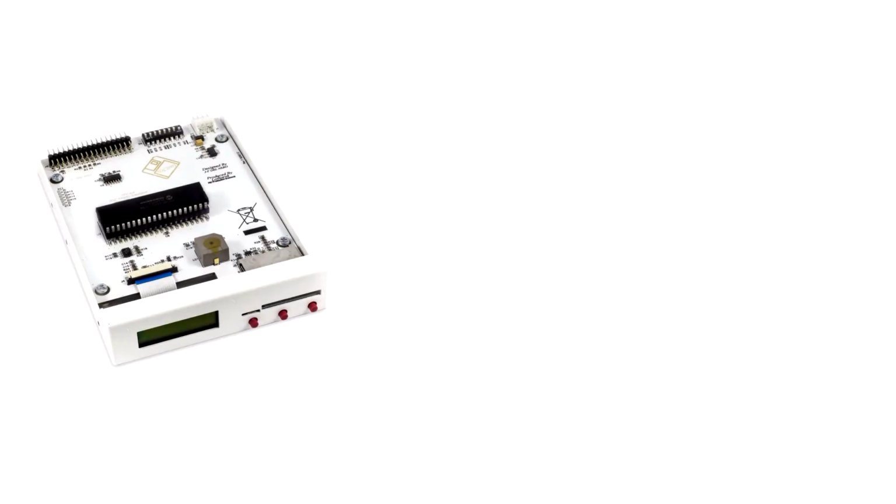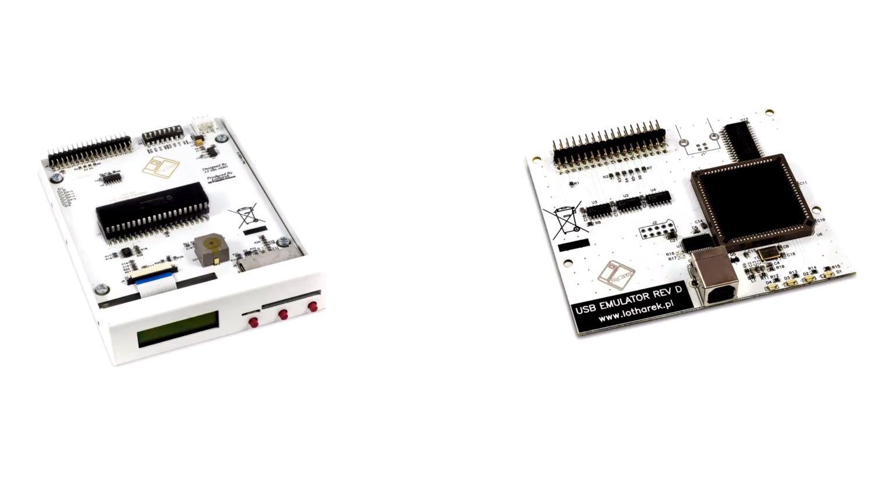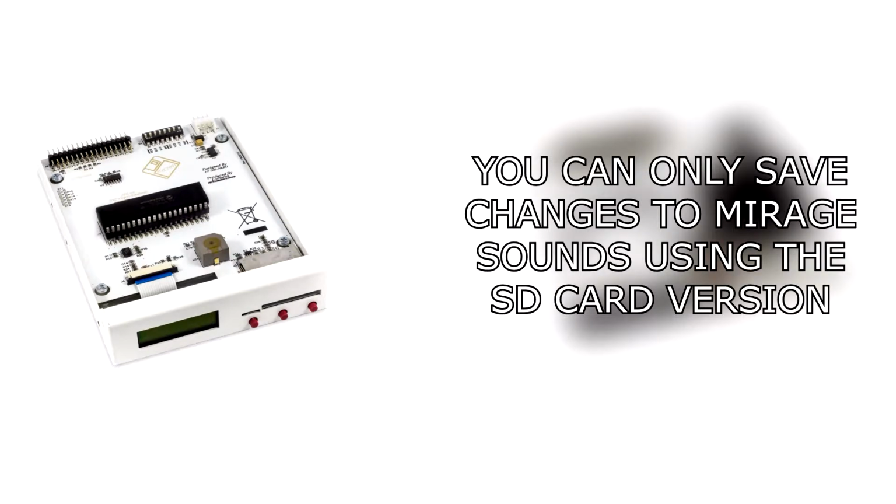The emulator requires either an SD card or USB drive depending on the model used, and only the SD card models are writable, giving you the ability to save any changes you make to the images from the sampler. We'll start with the creation of the disk images for the emulator.